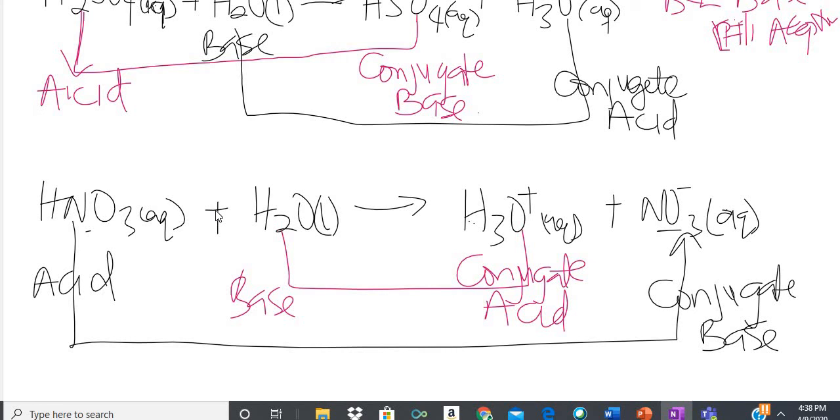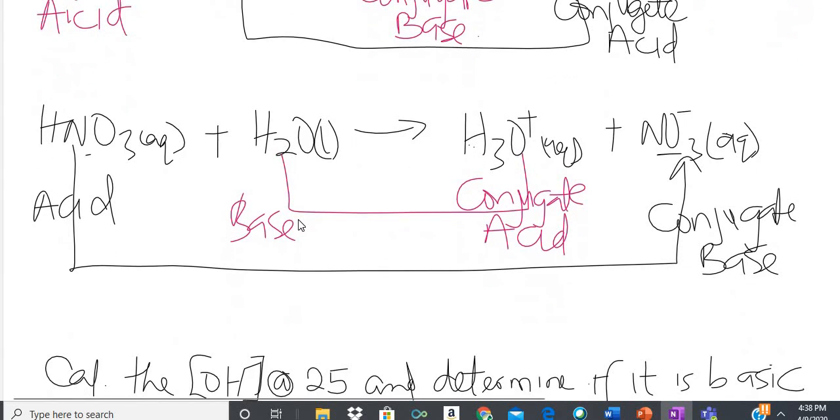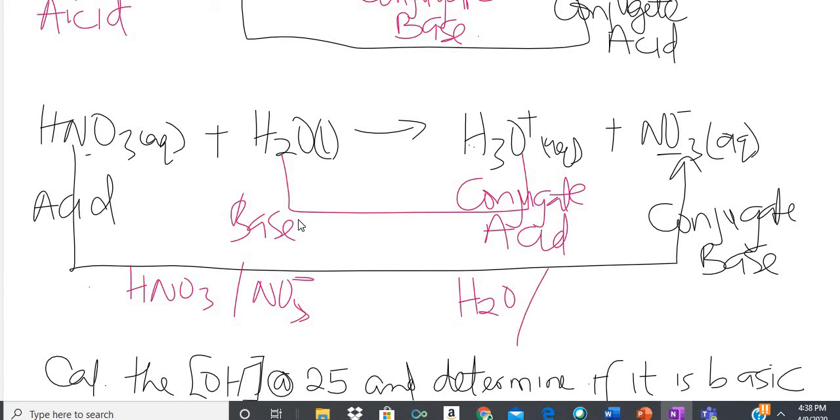So for this case, we say the acid conjugate base pair. The acid conjugate base pair for this is going to be HNO3 and NO3 negative. So that is the acid conjugate base pair. And for this one, the base and conjugate acid pair is going to be H2O and H3O positive. All right.